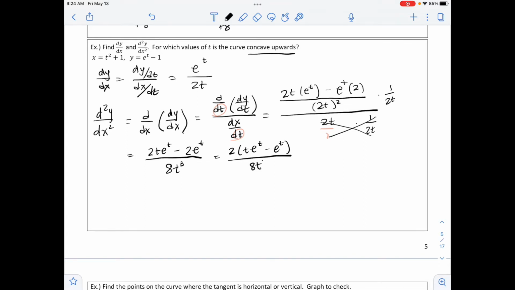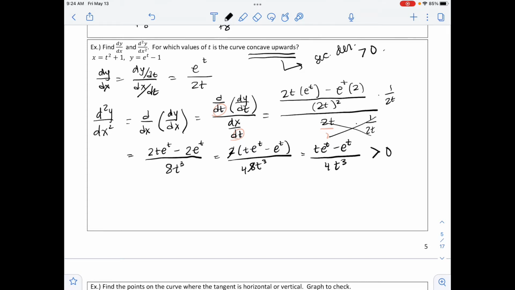So this would reduce, and we have t e to the t minus e to the t, all over 4t cubed. Since we're looking for where this is concave up, that would be where the second derivative is greater than 0, and again, that was taught in Calc 1. So since we have our second derivative here, I need to figure out where it's greater than 0.